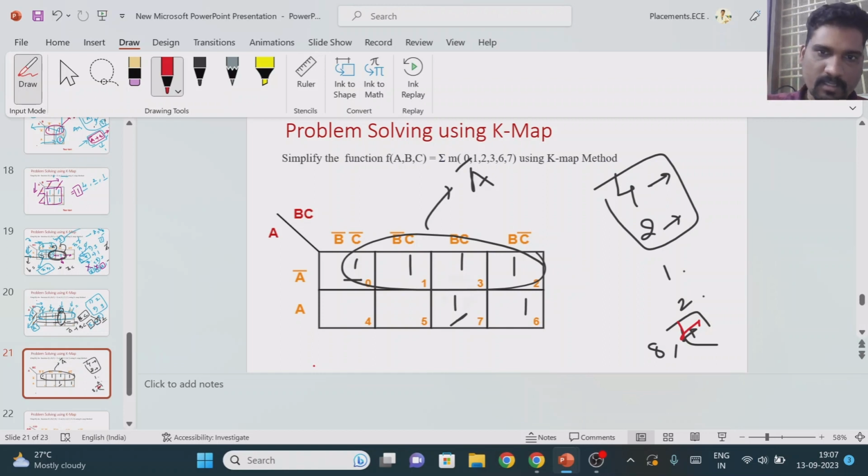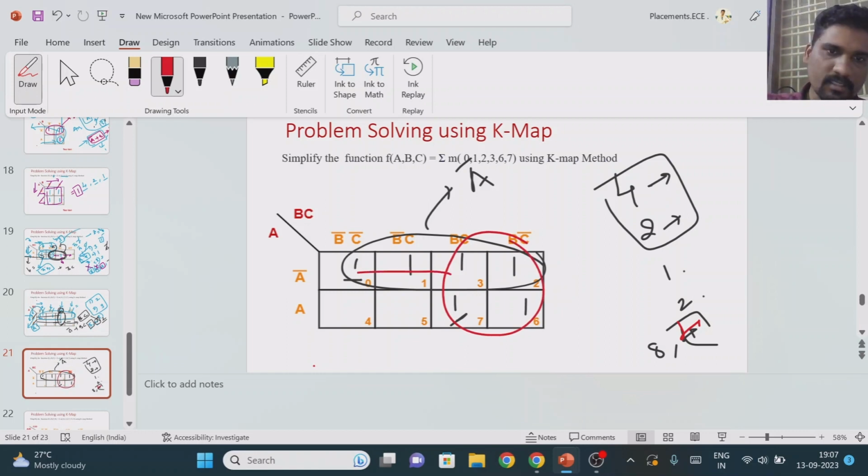See that these are adjacent to this one. Overlapping is allowed. Again, these are adjacent to this one, and this is adjacent to this one, it is something like a loop. In this case, we can consider the grouping of the 4 variables. Try to understand, this is the important point.